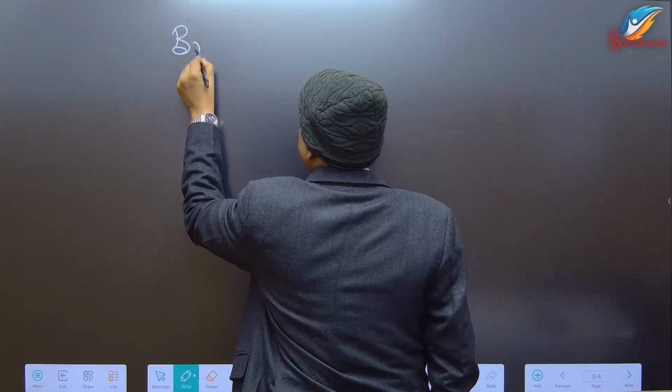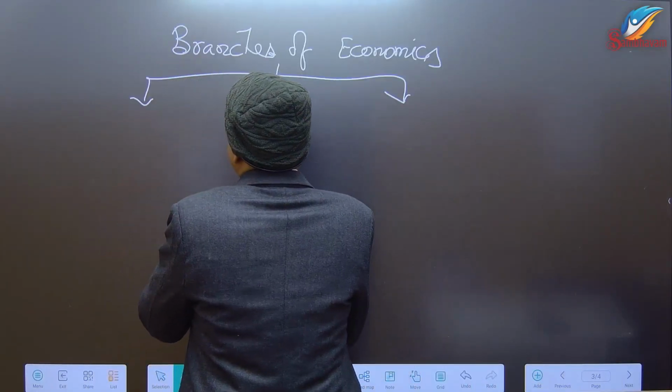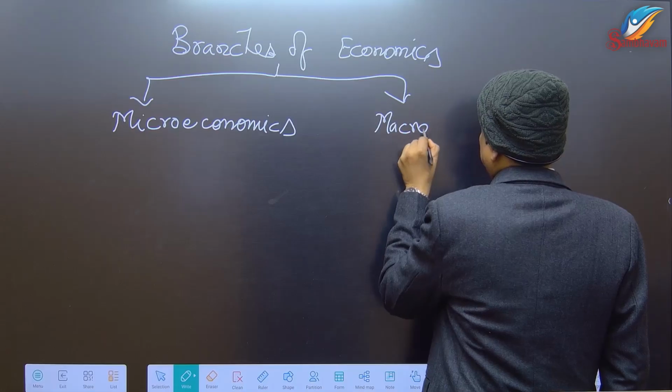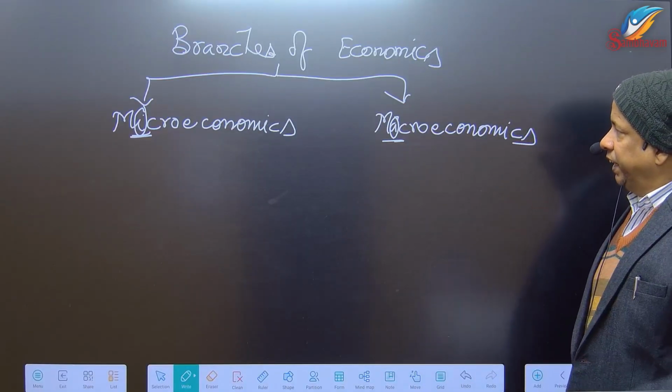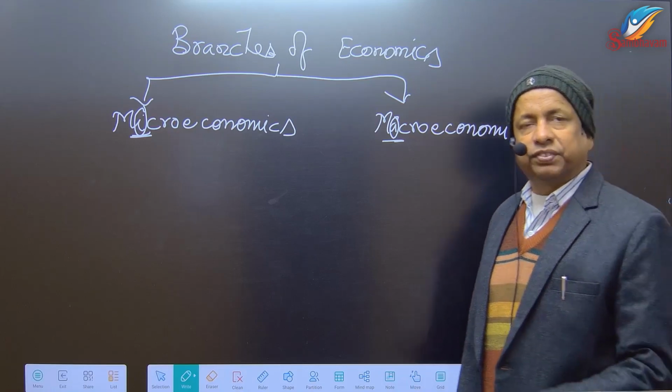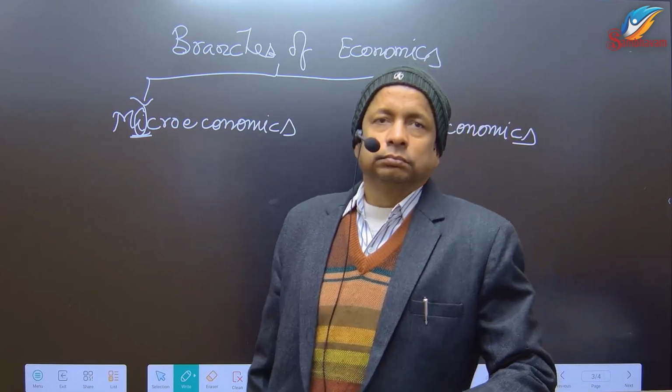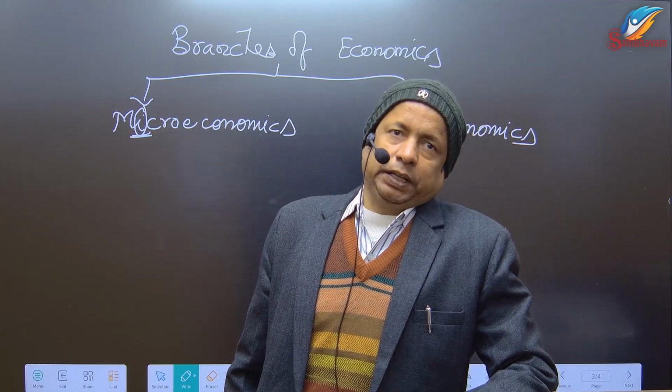Branches of economics: microeconomics and macroeconomics. If you know the difference between I and A, you will be able to differentiate the terms microeconomics and macroeconomics.